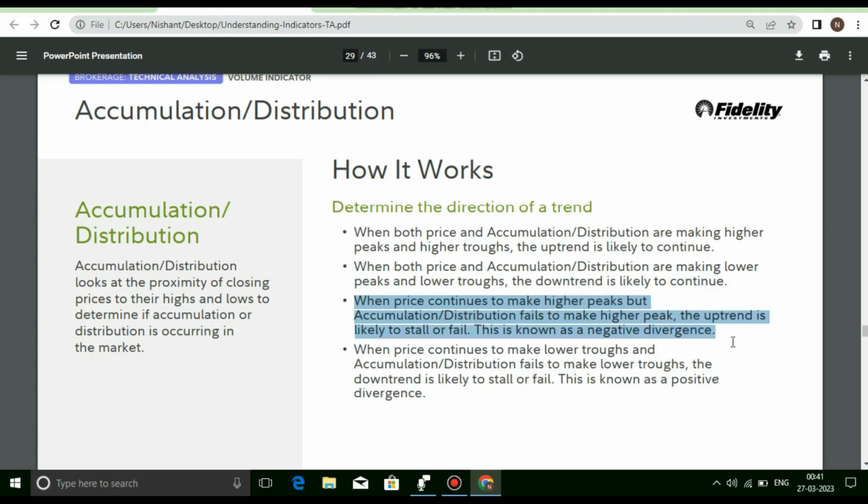Obviously I've already told you about these things. And when the price continues to make lower troughs and accumulation distribution fails to make lower troughs, the downtrend is likely to stall or fail. This is known as positive divergence. So positive and negative divergences are the opposite of each other.